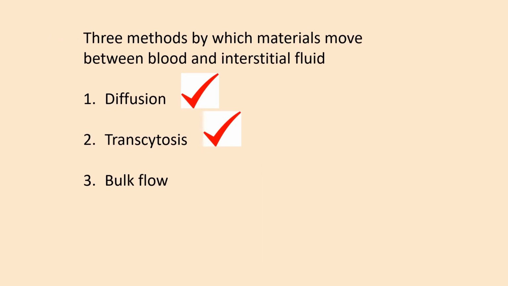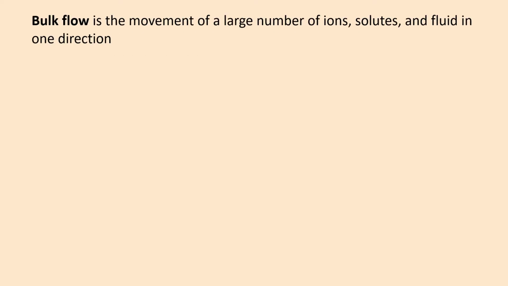Okay, so our third mechanism of capillary exchange is called bulk flow. And bulk flow is really where we start to rely on pressure gradients, both hydrostatic gradients and osmotic gradients. So bulk flow is the movement of a whole set of ions and solutes and fluid in one direction. So bulk flow is not particular at all. Substances move as a group.